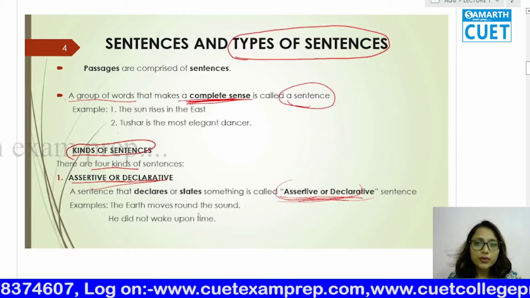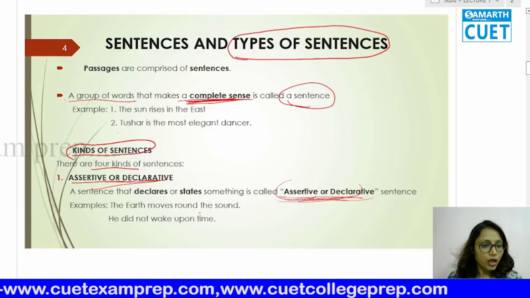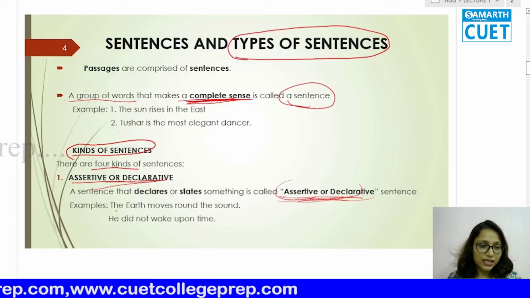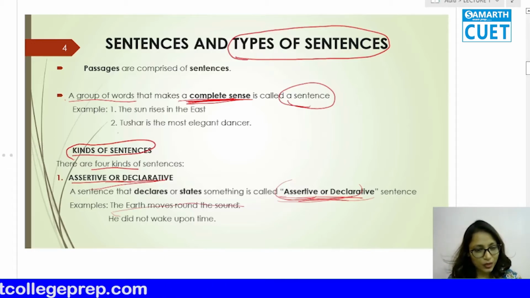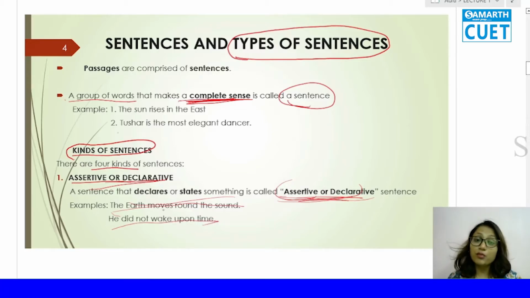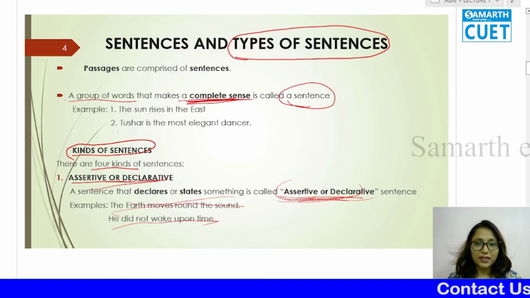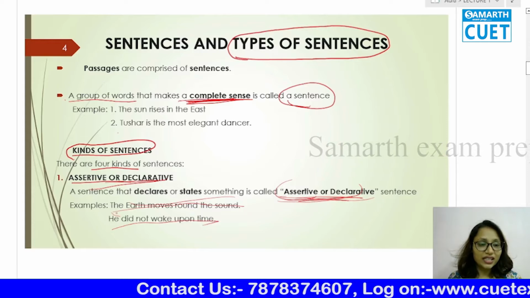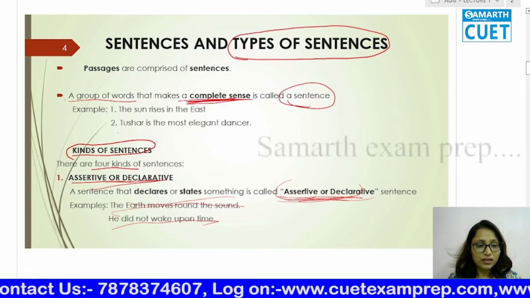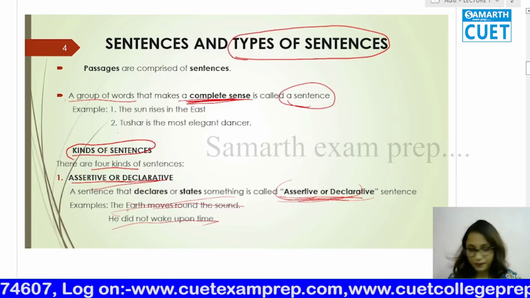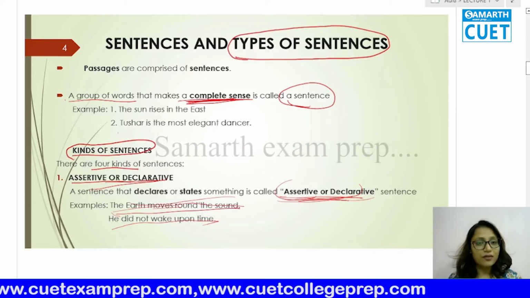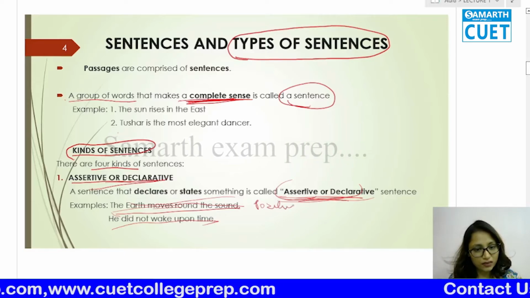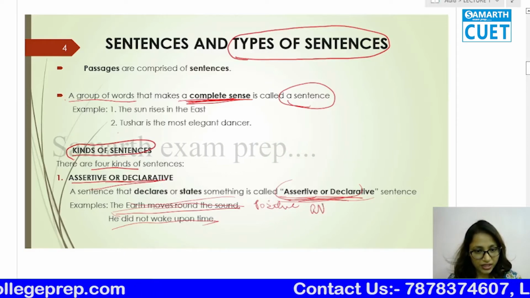Or if I say that I'm going to teach you English language, that is also assertive or declarative. So the examples I've written are: the earth moves round the sun, and he did not wake up on time. Why I have taken these two sentences is because assertive or declarative sentences are also of two types, that may be negative or that they may be a positive sentence. Now here, because we are not using any negative word, this is a positive one. That means the earth moves round the sun. We are using everything positive, so this is a positive, or what we call an affirmative.